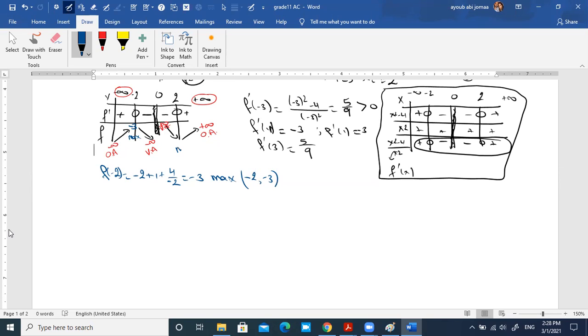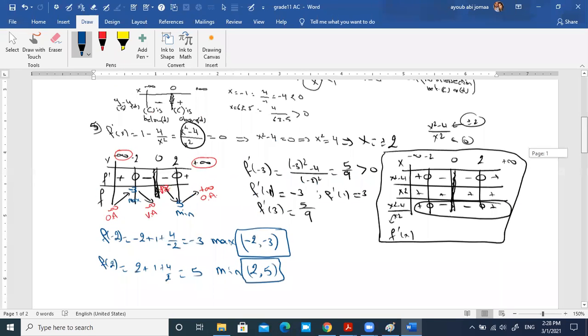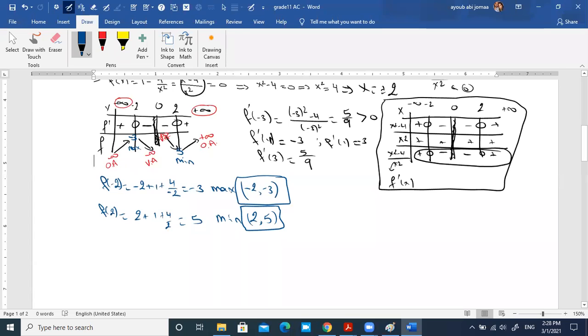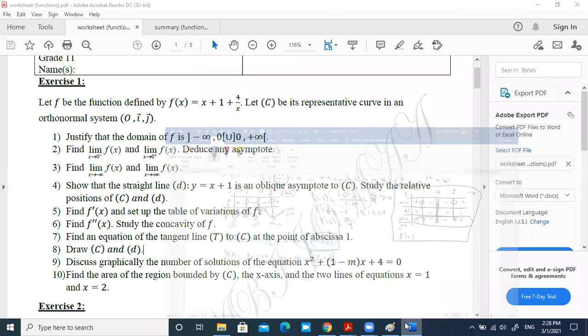We have minimum at 2. نفس الخبرية. f of 2 is 2 plus 1 plus 4 over 2, which is 5. So the minimum is (2, 5). All particular points, and we need them. Okay? Any questions so far? No questions. طيب.